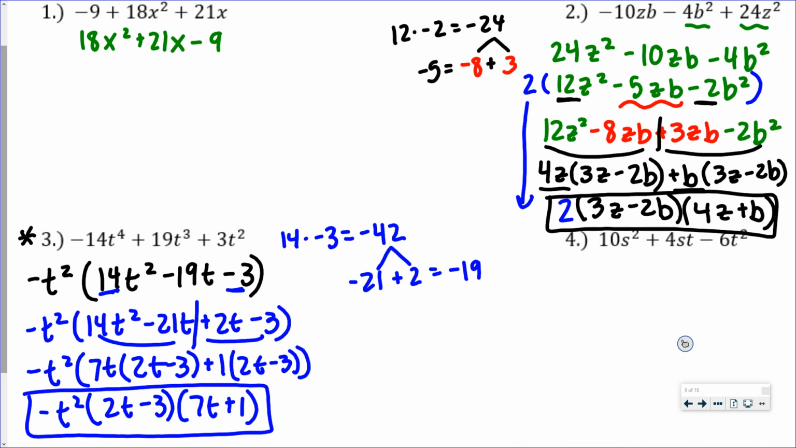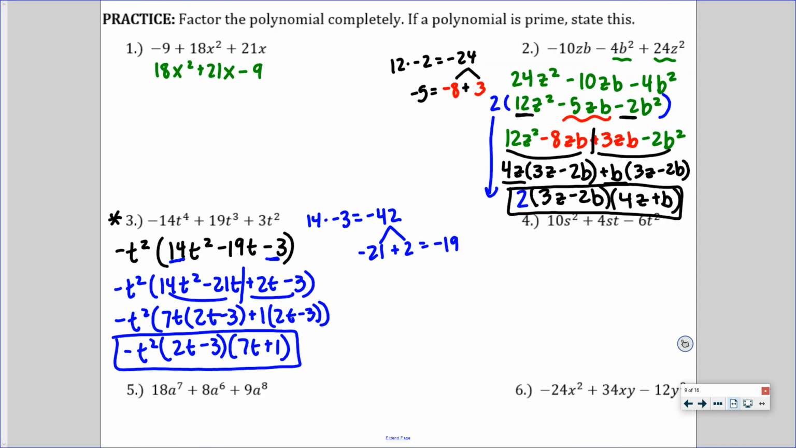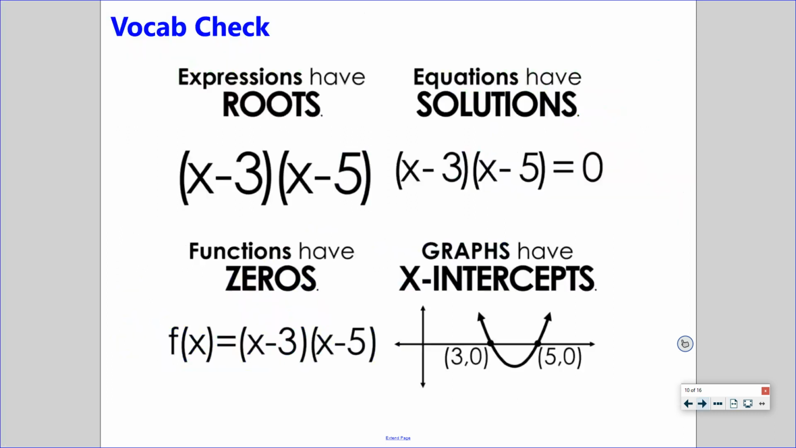All right, I don't think I'm going to do any more on here. If we have time, we can come back or maybe as a little warm-up tomorrow, but I want to focus on solving equations today, which has factoring obviously embedded in it, so it's just more factoring practice. Okay, here's just a little vocab overview.